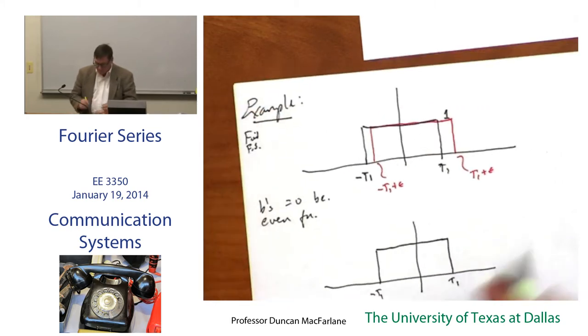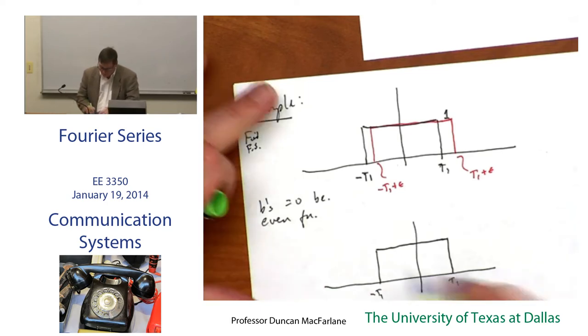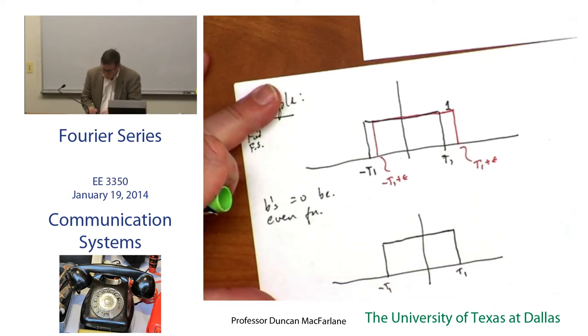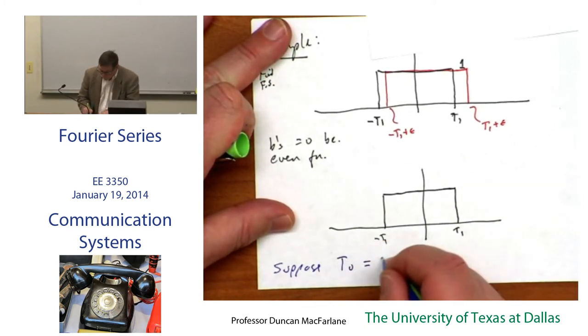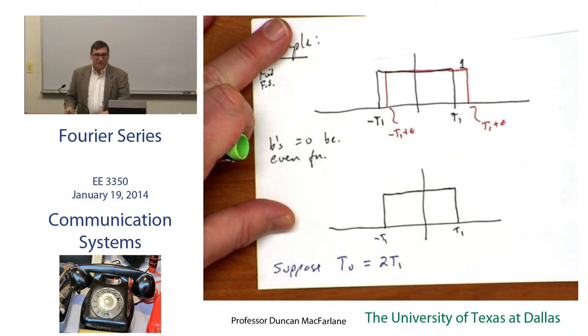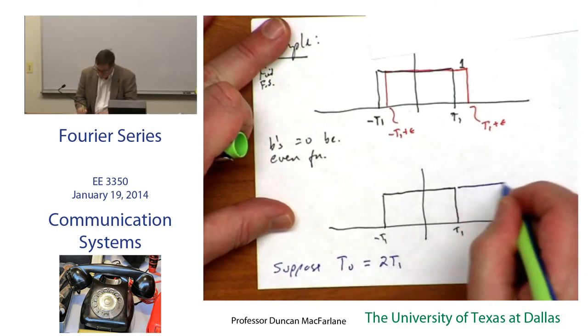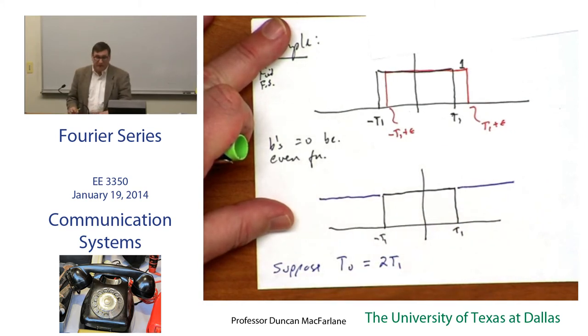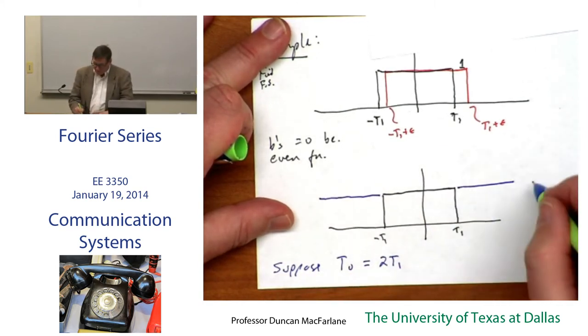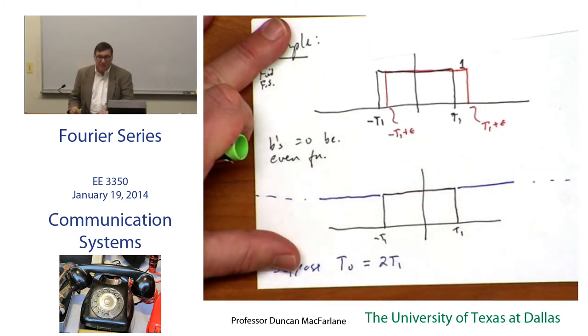So, suppose my period, T naught, was equal to 2T1. Okay? In which case, my repeating would be this. And if I continue this out, it would be all the way out. And so if I look at that, that's a DC term. That's a battery. That's a DC term. And so that's just going to give me an A sub zero.